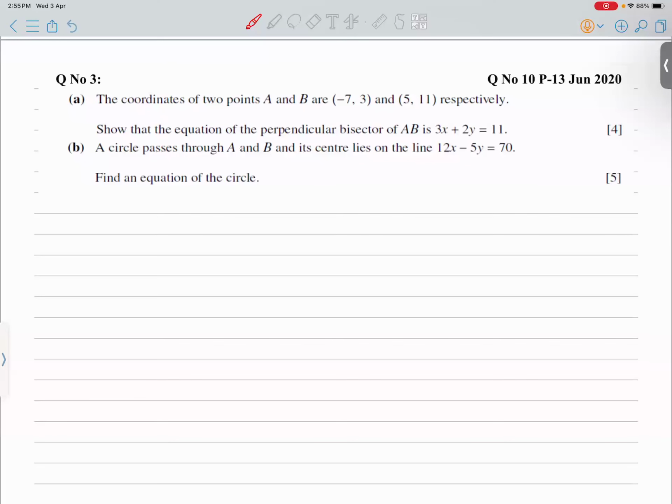So this question we have June 2020, 13 variant, question number 10. And what a question we have, the coordinates A, B. You can see this is A coordinate and there's a B coordinate respectively. Show that equation of perpendicular bisector is this. So we have to find it. So let's start.